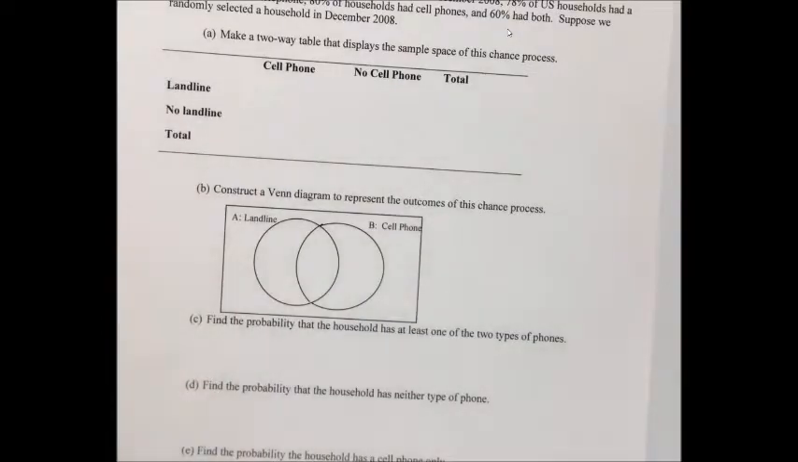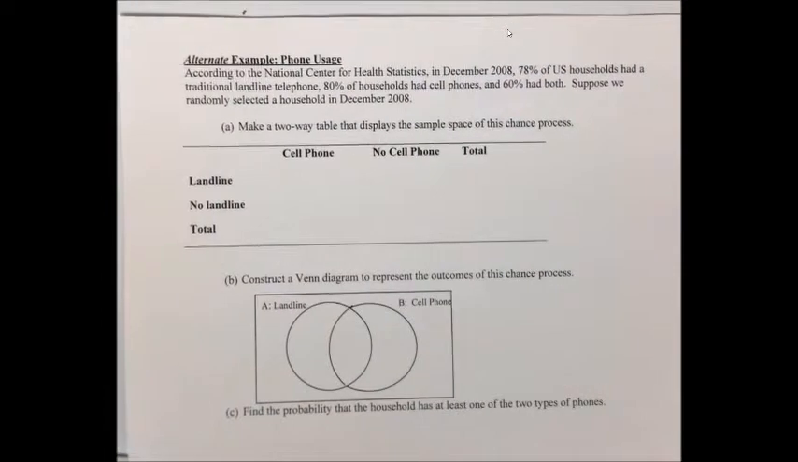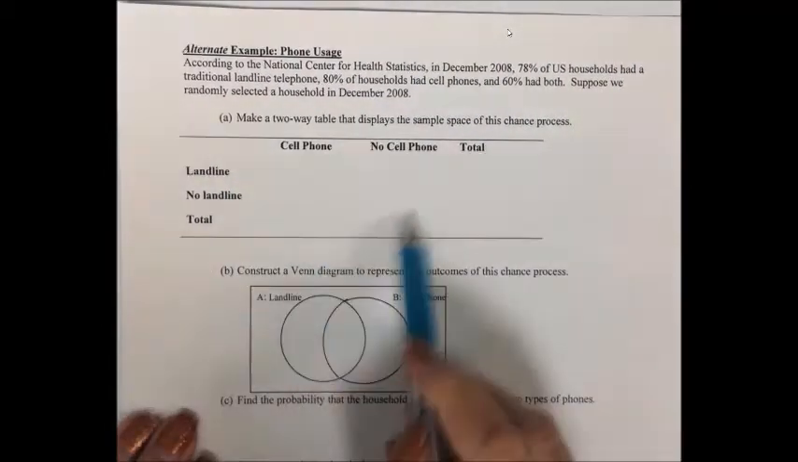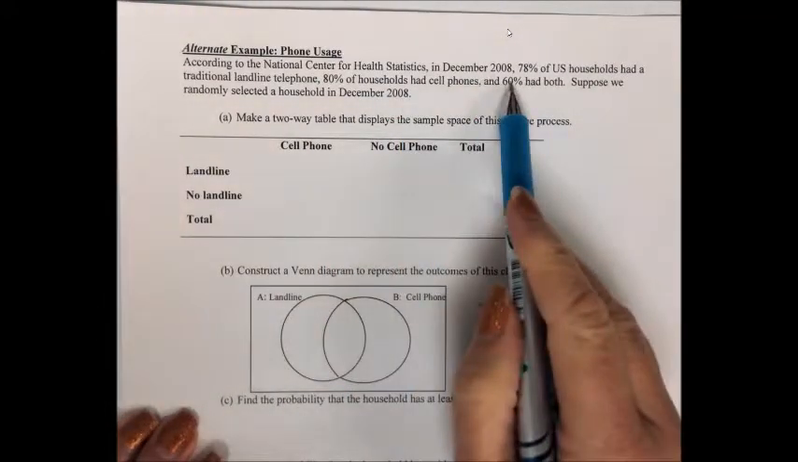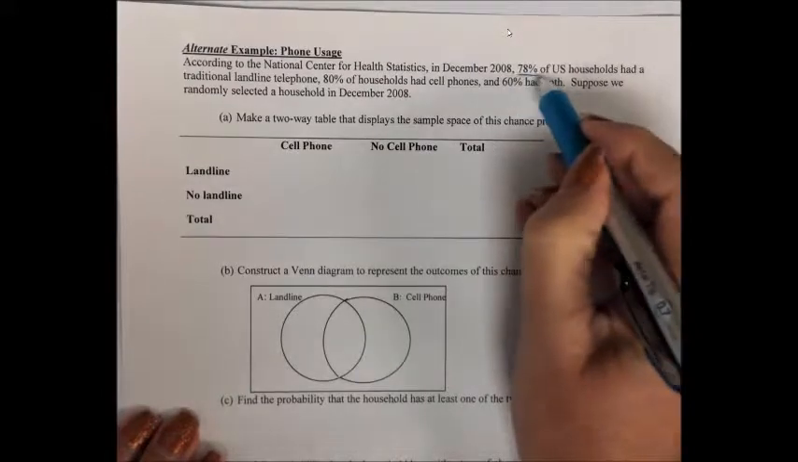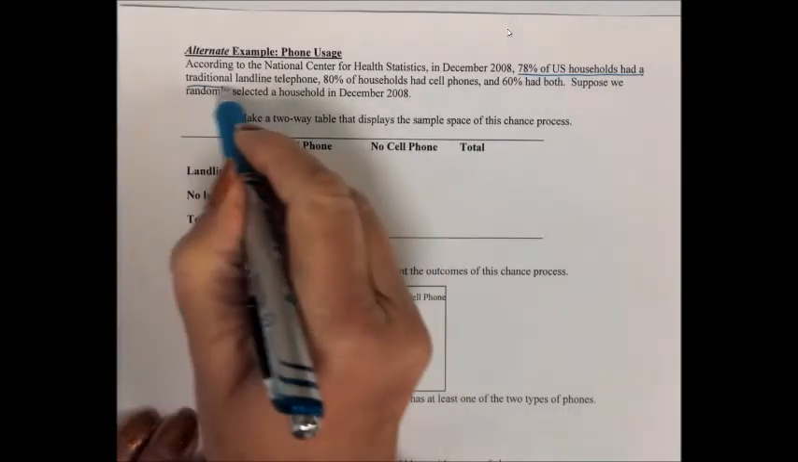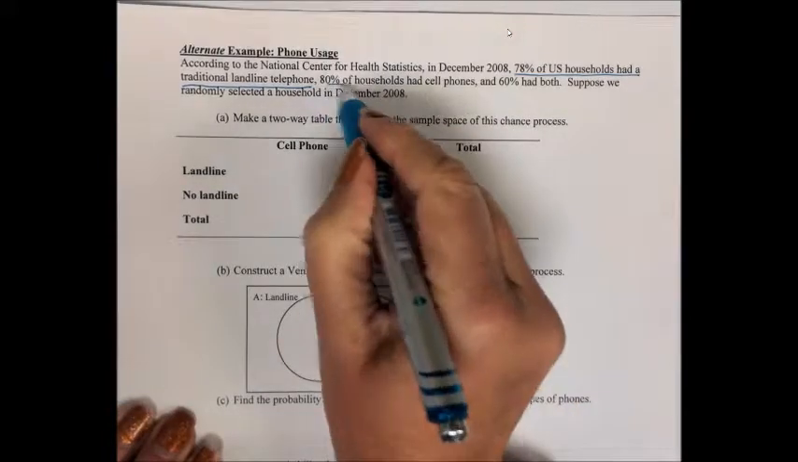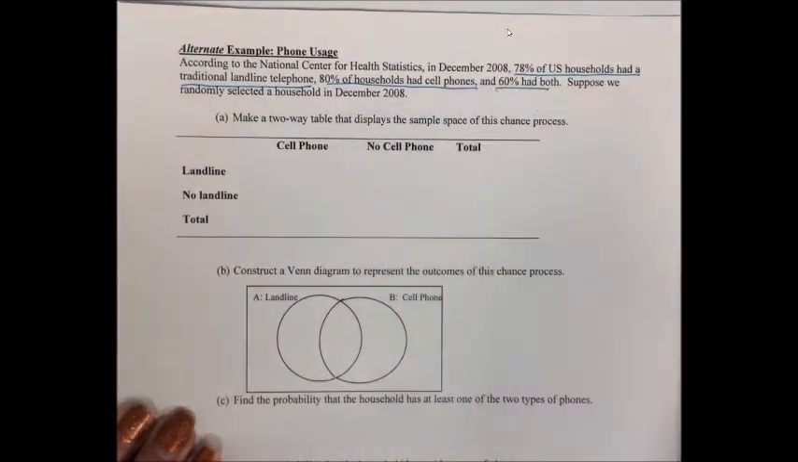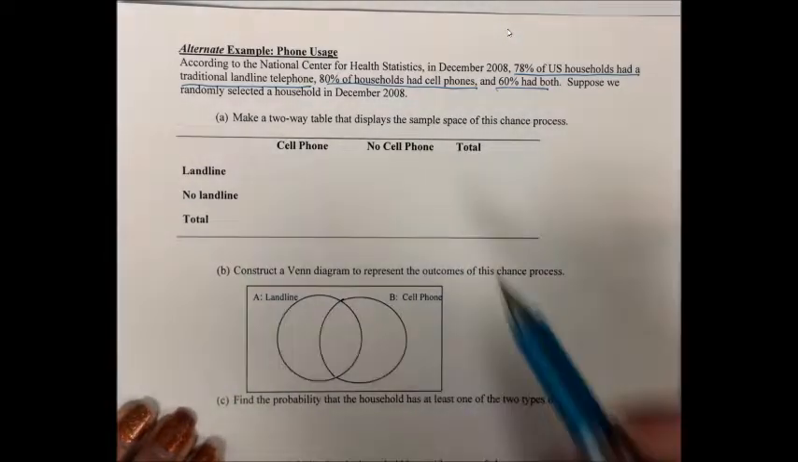Okay, and then the last page, we're also going to do a Venn diagram and a table again. So according to the National Center for Health Statistics in December 2008, 78% of U.S. households had a traditional landline. 80% had cell phones and 60% had both. So we want to select a randomly selected household in December 2008.